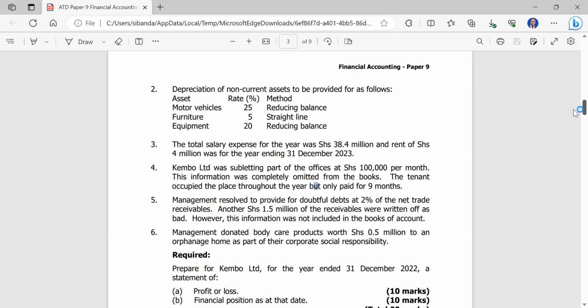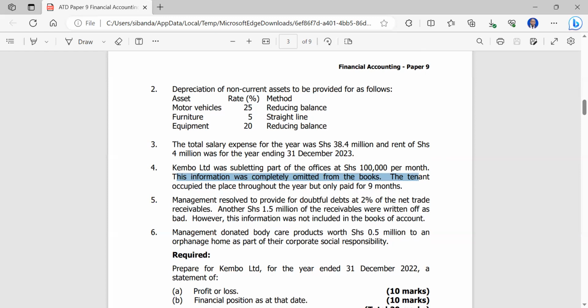So what we are basically going to do is recognize this transaction. We are going to debit the payment for the 9 months, which is 9 times 100,000, which is 900,000. We shall also debit rent receivable, or outstanding rent income, which recognizes the portion that we are yet to receive from our tenant, which will be for 3 months, which is the 300,000. And we shall credit the total rent for the period, which is 1.2.